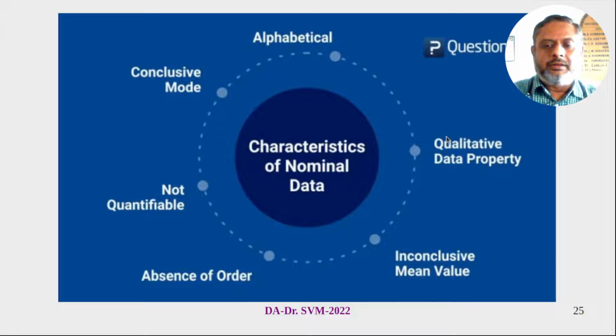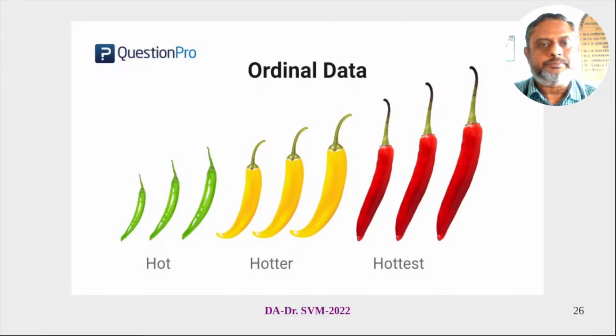Mean is not possible. Median, of course, is out of the question because there is no order. When you talk about median, then you have to arrange them in order and then pick the central element. So there is no order, therefore there's nothing like median. Mean is inconclusive, mode is conclusive.